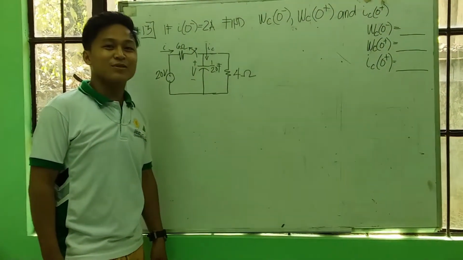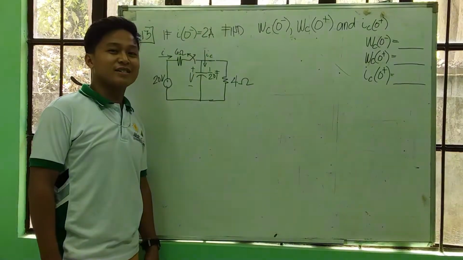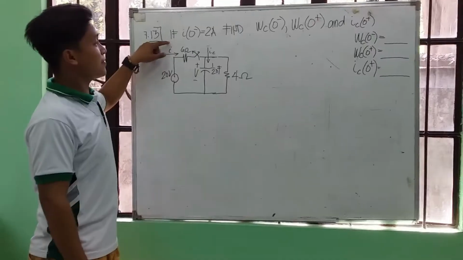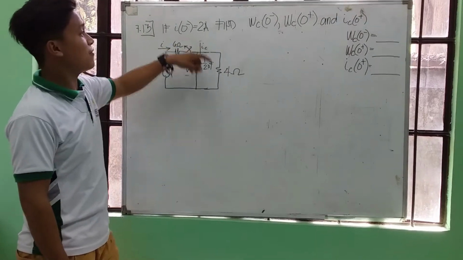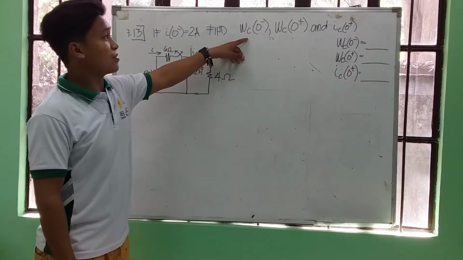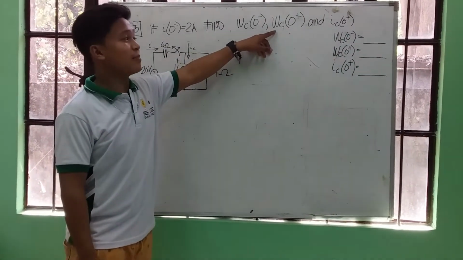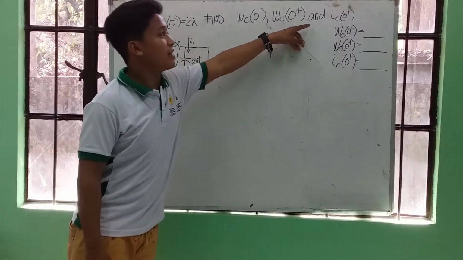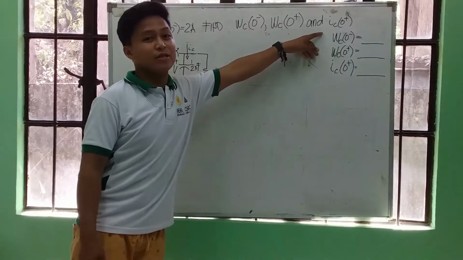Today, I will share how to solve problems involving RC circuits and electrical transients. If the current at time t equals 0 negative is 2 amperes, find the work at the capacitor at time t equals 0 negative, the work at the capacitor at time t equals 0 positive, and the current of the capacitor at time t equals 0 positive.